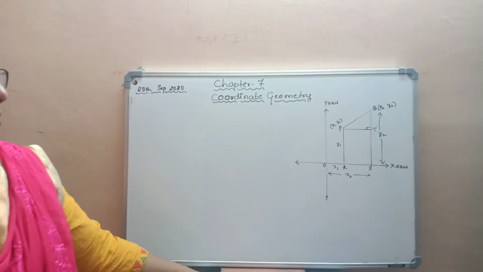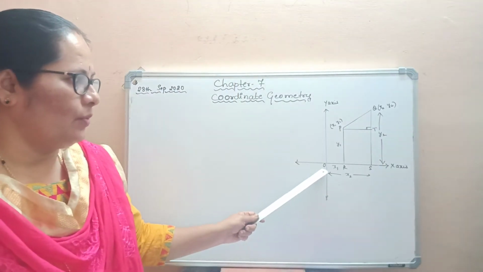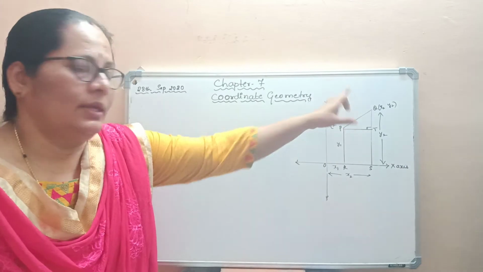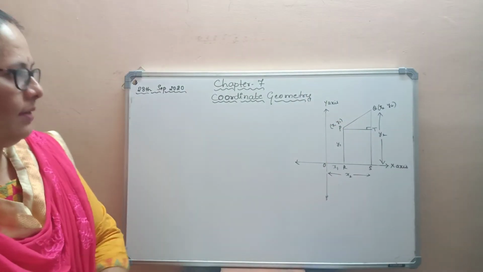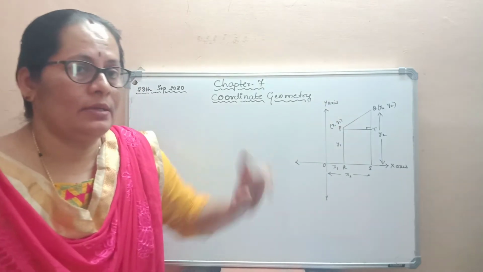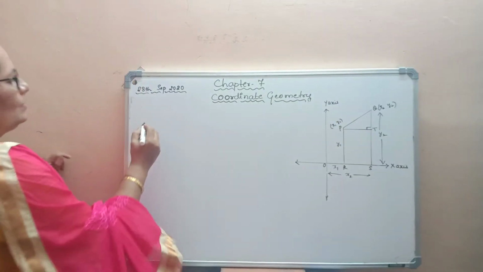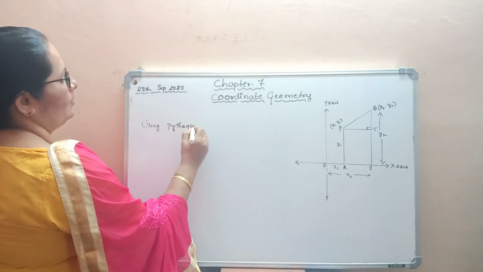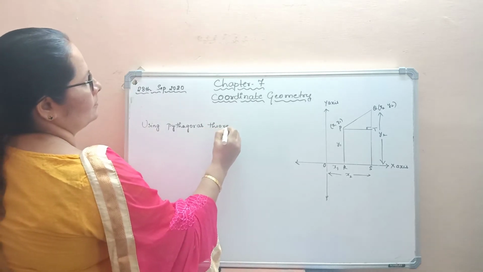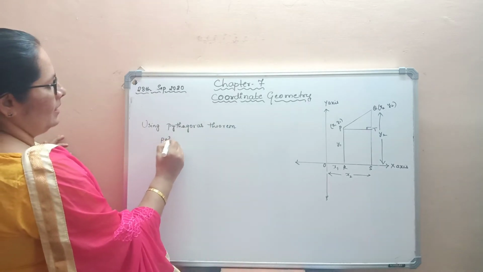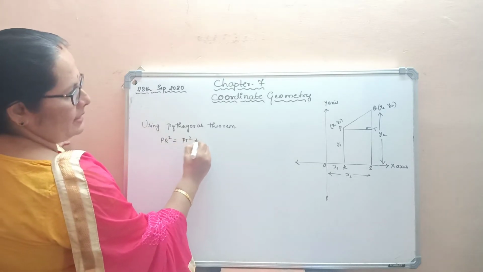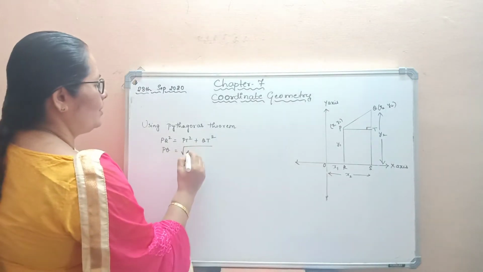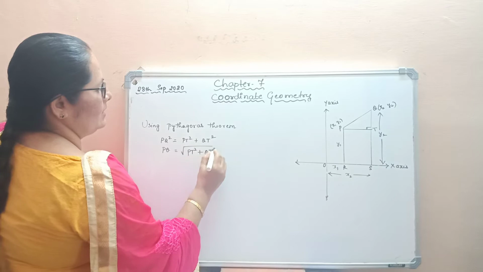So, distance QS is y2 and distance OS is x2. Now, see here, PTQ is a right angle triangle. Now, we can find distance PQ by using Pythagoras theorem. So, using Pythagoras theorem, PQ square equals PT square plus QT square. That is, PQ equals root of PT square plus QT square.